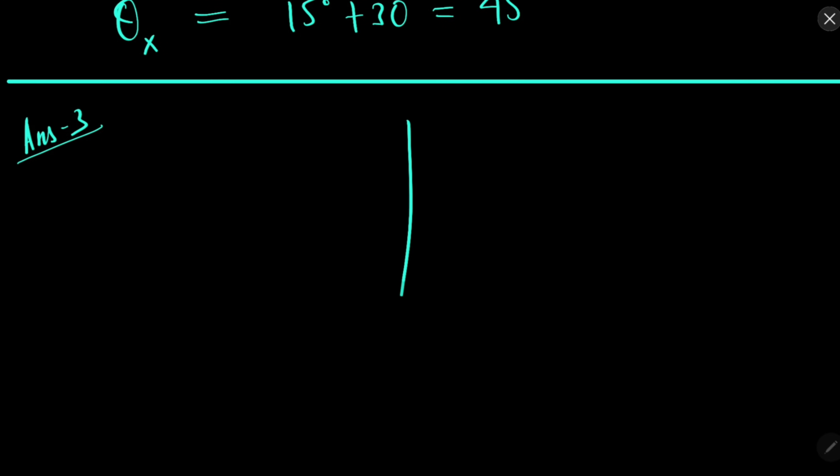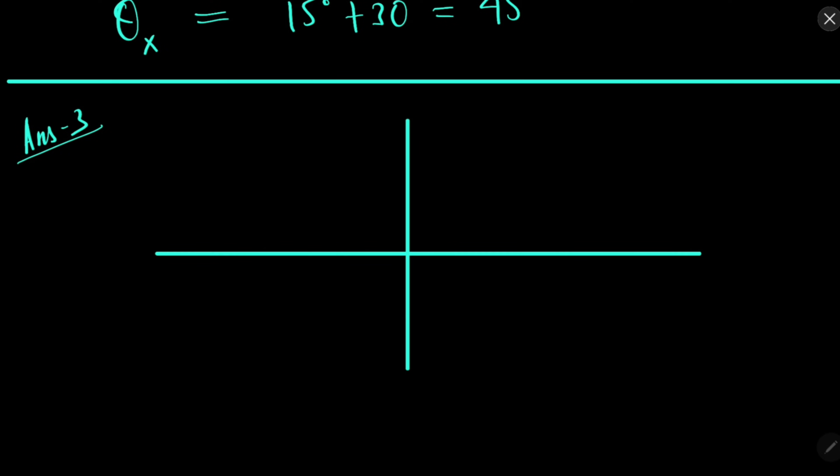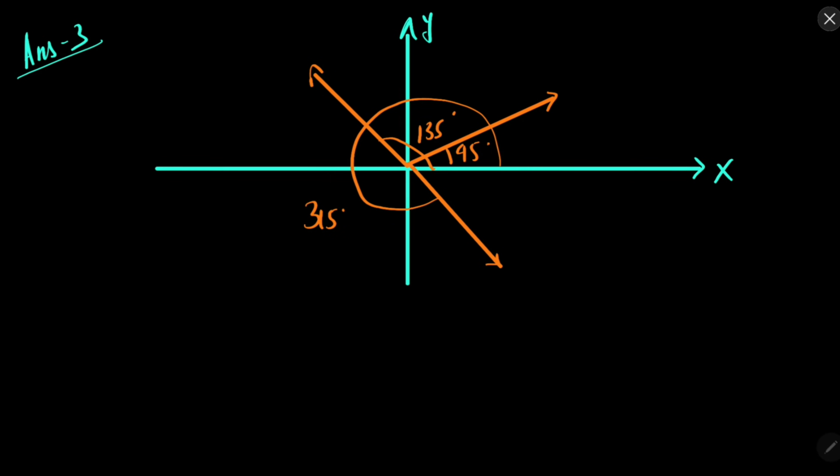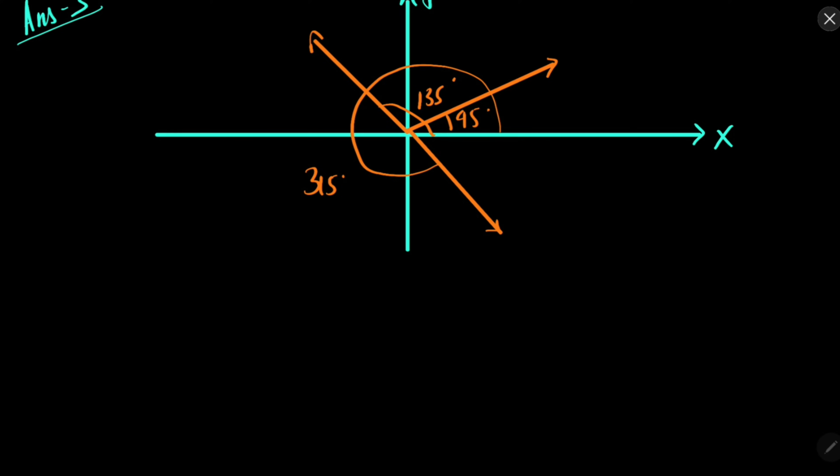Let me first draw the diagram, x-axis and y-axis. One of the vectors is like this, having angle 45 degrees. One of the vectors is like this, having angle 135 degrees, and one of the vectors is approximately like this. So this whole angle is 315 degrees. So this is the diagram that we will have.